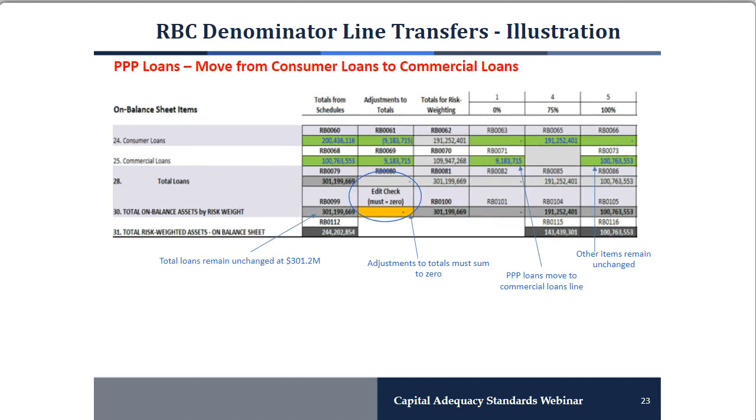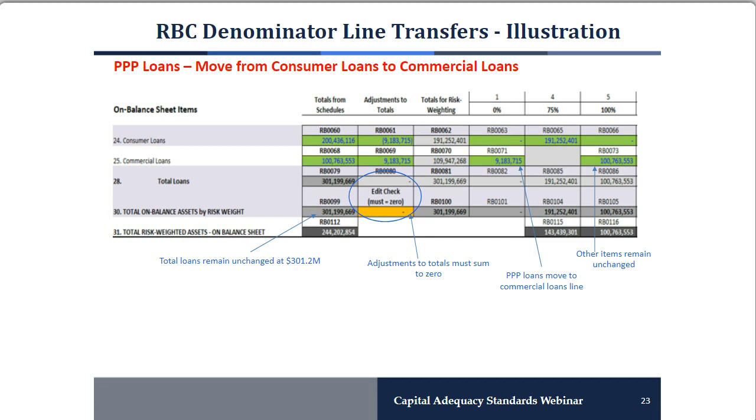This slide shows the treatment of Paycheck Protection Program, or PPP loans. Similar to the small balance commercial loan example, PPP loans, which are made for commercial purposes in most or all cases, must be categorized and risk-weighted with commercial loans. In this example, $9 million of PPP loans have been transferred from consumer to commercial loans via the adjustments to totals column. Due to their SBA guarantee, PPP loans have a 0% risk weight.